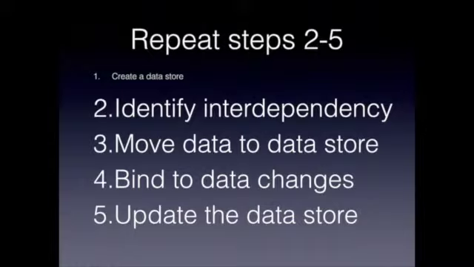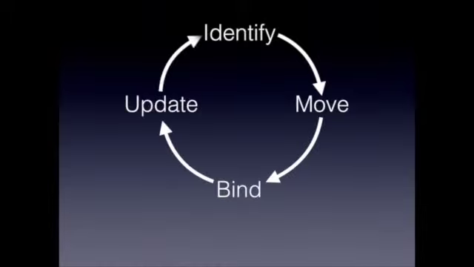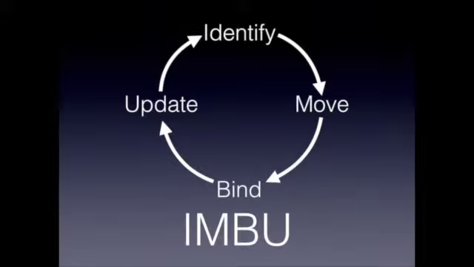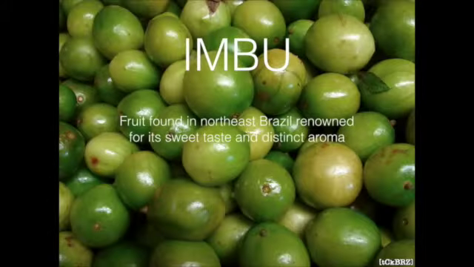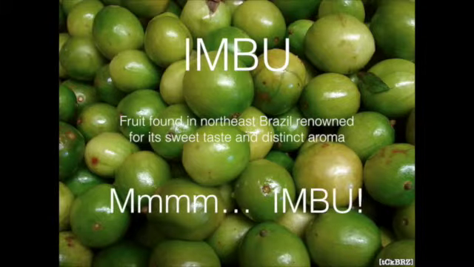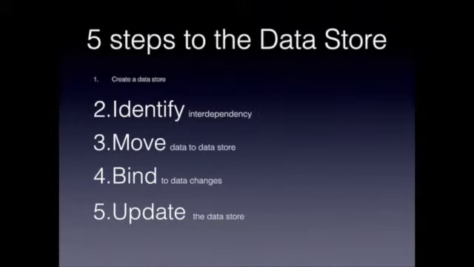So now you just repeat these steps. Identify the interdependency, move data to the data store, bind to data changes, and update the data store. Identify, move data, bind to data changes, update. Very, very easy to remember acronym, IMBU. Okay, that's easy to remember because it's a fruit found in Northeast Brazil, renowned for its sweet taste and distinct aroma. Imbue. All right, imbue: identify, move, bind, and update.